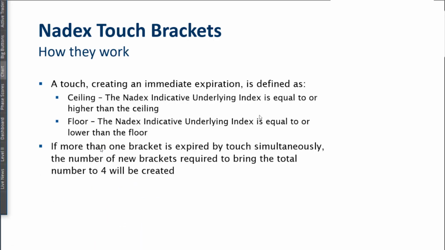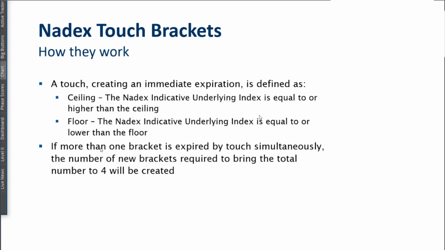So how do they work? A touch creates an immediate expiration. So if you touch either the top side of the bracket or the bottom side of the bracket, the contract will expire. The ceiling is when the index is equal or greater to the top of the bracket, and then you'll have an expiration immediately upon touching that. And the floor is when the indicative index or Forex contract is lower or equal to the floor of the bracket.